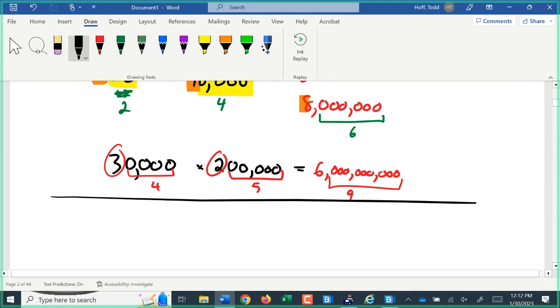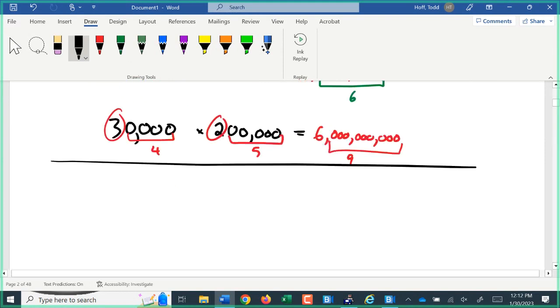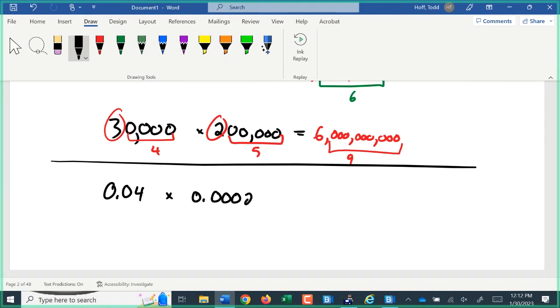Well, because a very similar, very closely related pattern occurs in our decimals. I have 0.04 times 0.0002. This has 2 decimal places. This has 4 decimal places. I combine my leading digits. 4 times 2 is 8. And I'm going to add my decimal places. I'm going to have 1, 2, 3, 4, 5, 6 decimal places.